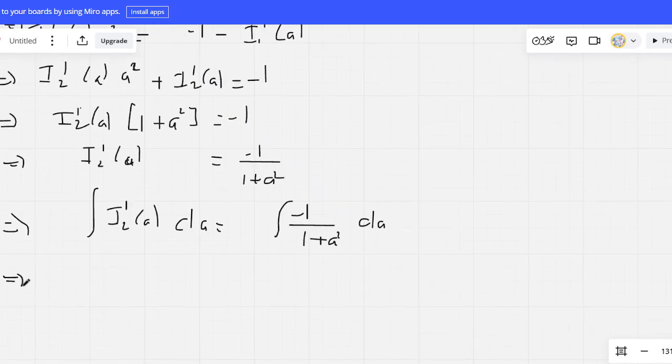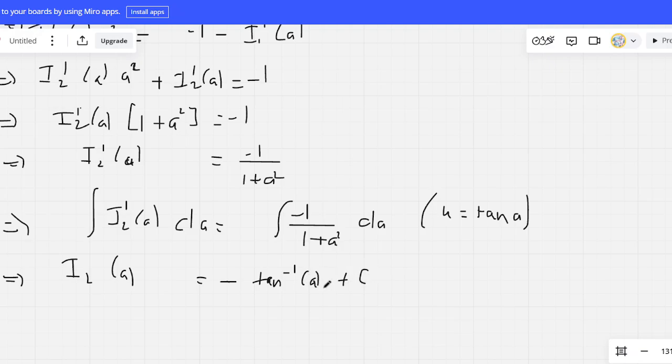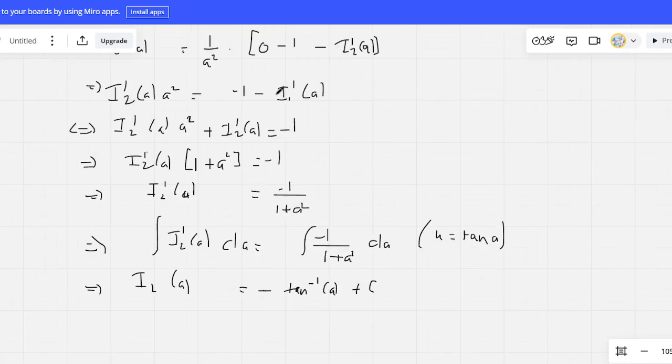And here, this is going to be I2 of a. And this is a very famous one. If you do a u-substitution, u equals tangent of a, you're going to work this out to be the inverse tangent, with the minus sign because of the minus here. The integral equals minus the inverse tangent of a plus a constant c that we don't know. However, we can determine this constant c.